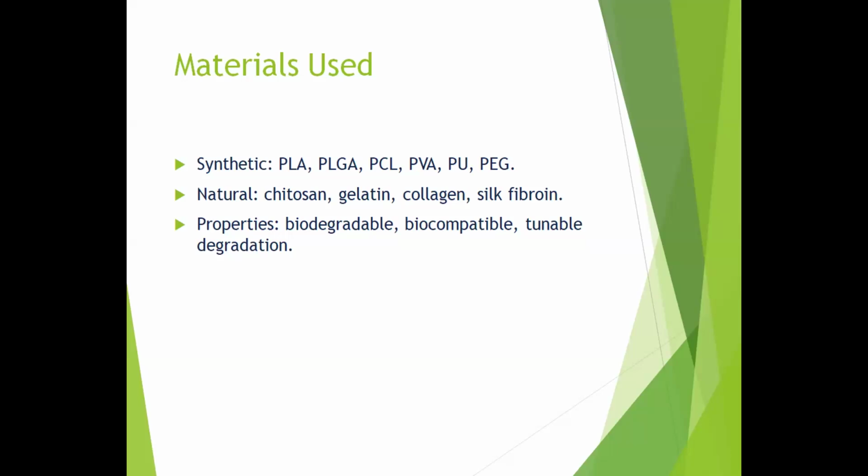The materials used in this process can be broadly categorized as synthetic and natural. Synthetic ones include PLA, polylactic acid, PLGA, polylactic-co-glycolic acid, polycaprolactone, polyvinyl alcohol, polyurethane, polyethylene glycol, etc. The natural polymers we can use are chitosan, gelatin, collagen, and silk fibroin, and their suitability depends upon properties such as being biodegradable, biocompatible, and tunable. Next slide, please.